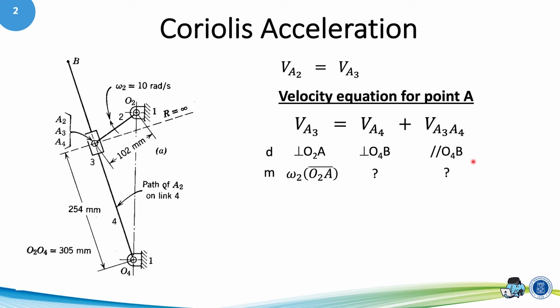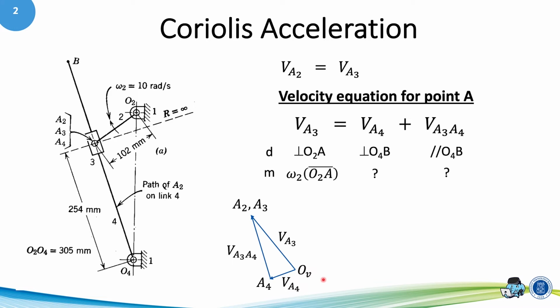Then, to construct the velocity polygon, first we draw the vector that we already know the direction and the magnitude, that is VA3. And we draw VA4 and also we draw VA3A4. So finally, we get the velocity polygon just like this. In detail, you can review it in the last week segment.